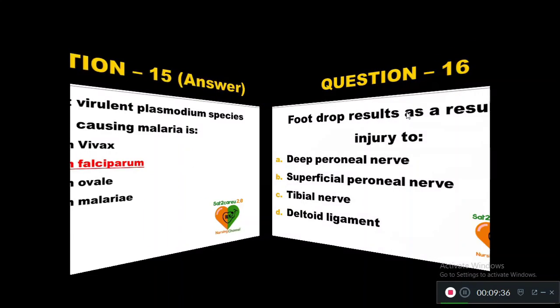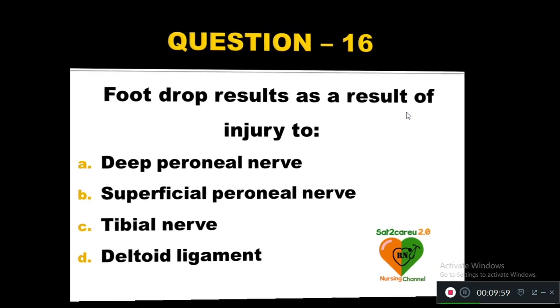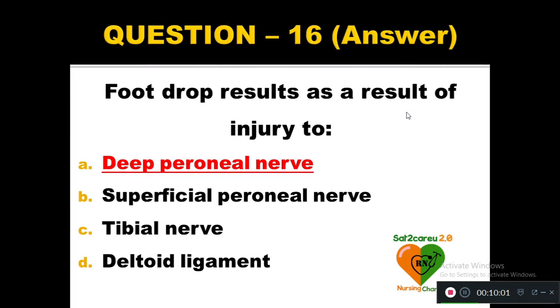Question number 16. Foot drop results as a result of injury to option A, deep peroneal nerve, option B, superficial peroneal nerve, option C, tibial nerve, and D, deltoid ligament. The right answer is peroneal nerve injury causes foot drop.